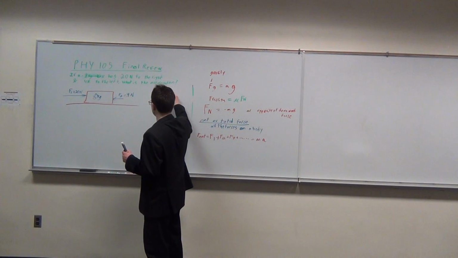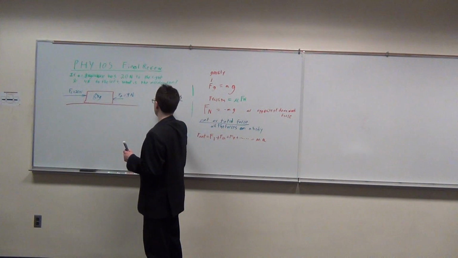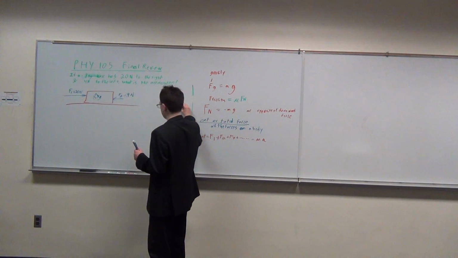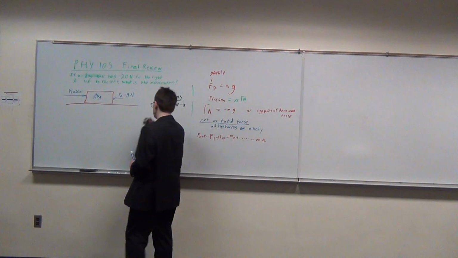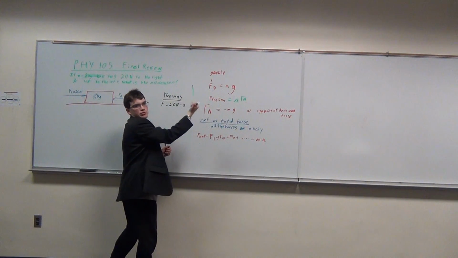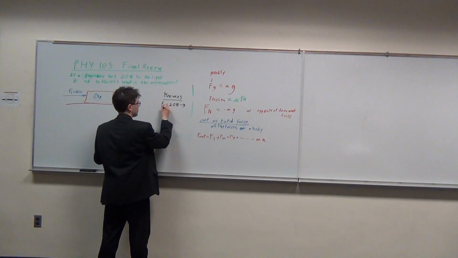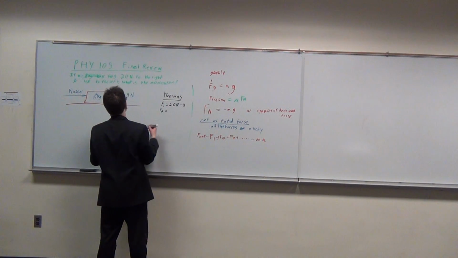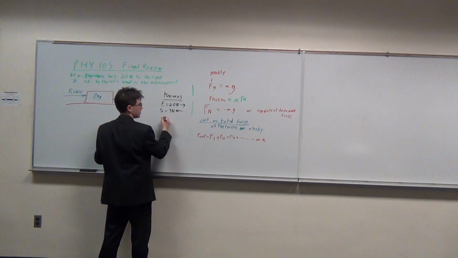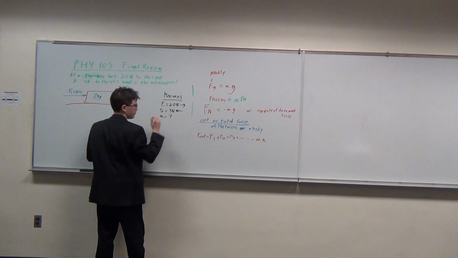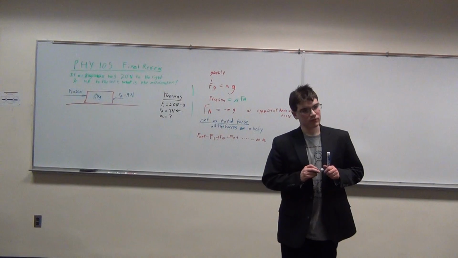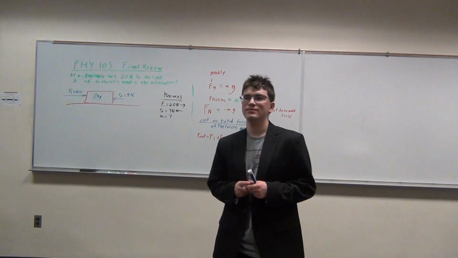So this problem, we know we have a force of 20 newtons to the right. My arrow or vector is just telling us which way the force is. We also have a force of 4 newtons to the left. We want to find acceleration. So, thoughts and where to begin?